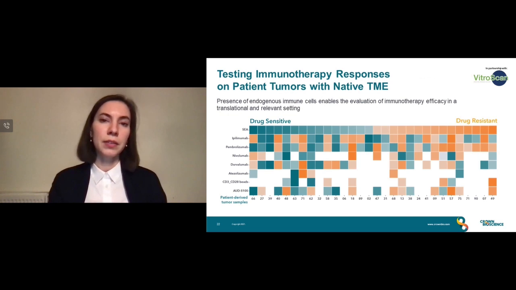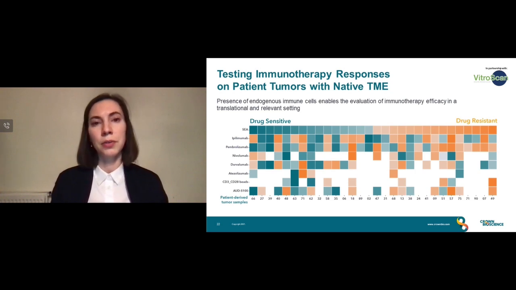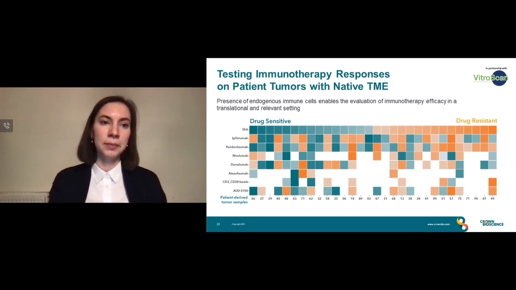So all together put into perspective, our assays in a native tumor microenvironment can show the patient tissue sensitivity to immunotherapy drugs. And what we observe in general as a trend, about 20% of the patient tissues respond, for instance, to checkpoint inhibitor treatments. And this is very similar to what is observed in the clinic.